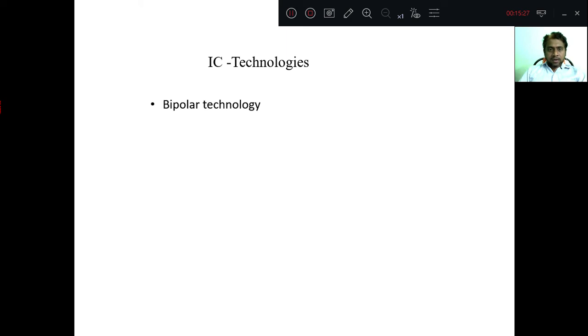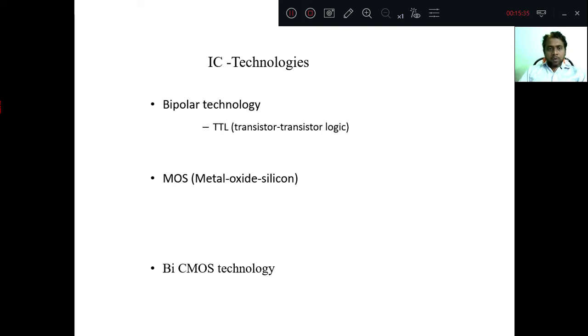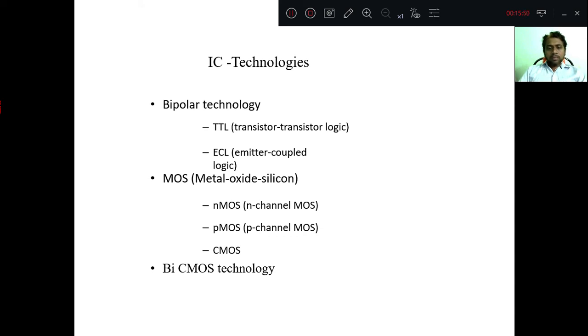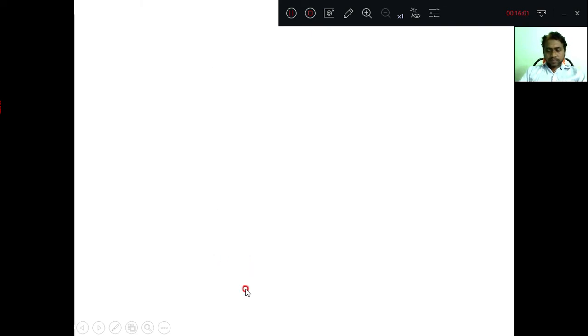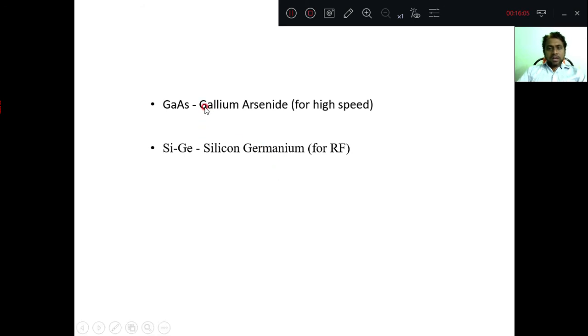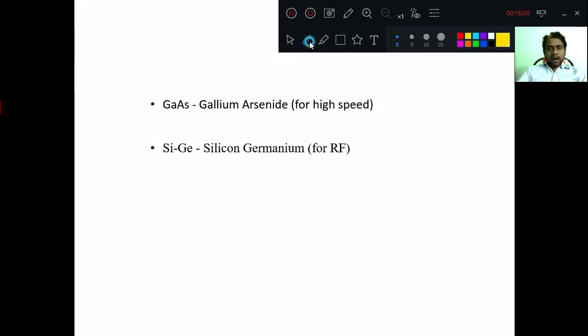And IC technologies. Here in IC technologies, we have the bipolar technology, MOS and BiCMOS technology. In bipolar technology, we have transistor logic and emitter coupled logic. In metal oxide silicon technologies, we have NMOS, PMOS and CMOS. CMOS is a combination of NMOS and PMOS. BiCMOS technology is a combination of bipolar technology and CMOS technology. And for materials, we use gallium arsenide, which is used for high speed purposes. Next we have silicon and germanium for radio frequency purposes.